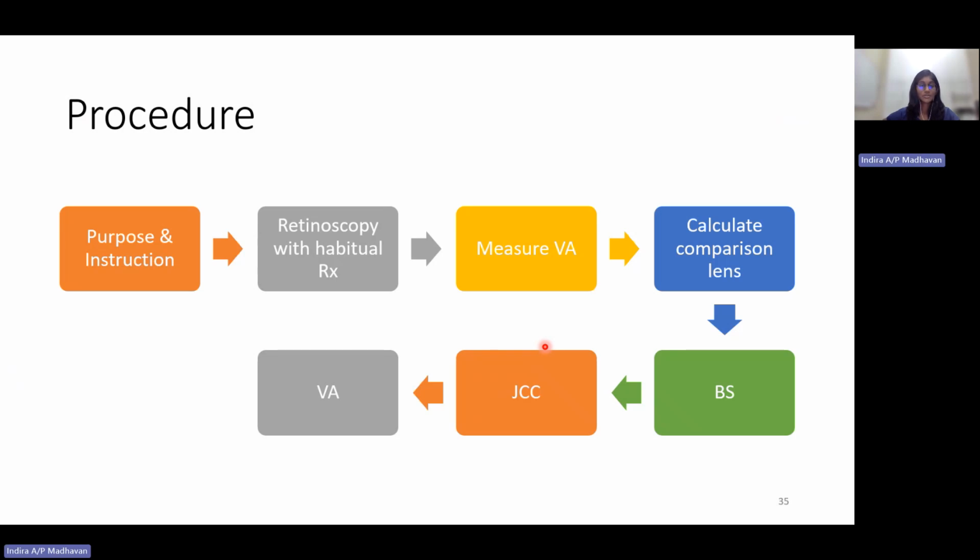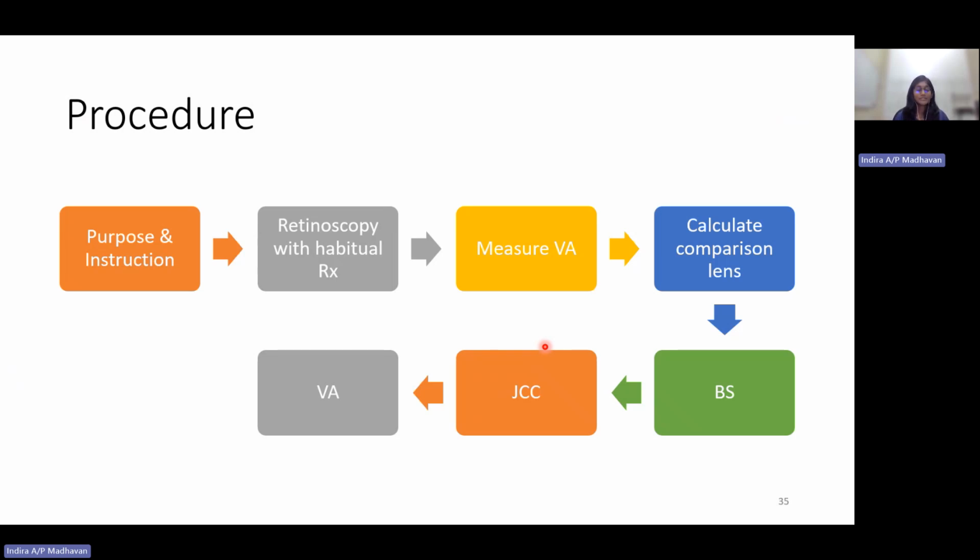First, start with retinoscopy with the habitual Rx. If possible, do it at 50 centimeters. If the patient is not seeing the reflex, then they can move to 2 meters.